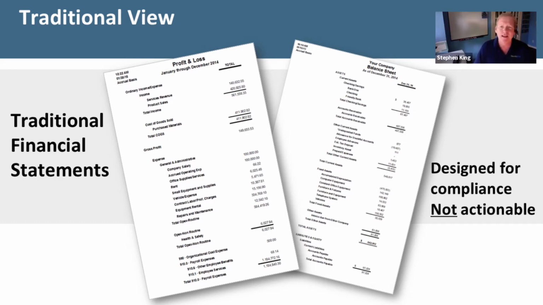The traditional income statement and balance sheet are not designed to take action. They're designed for compliance. They're designed to make sure that the bank is happy. They're designed to make sure that it's easy for the CPA to fill out the tax return. That's the reason why your expenses are listed in alphabetical order.